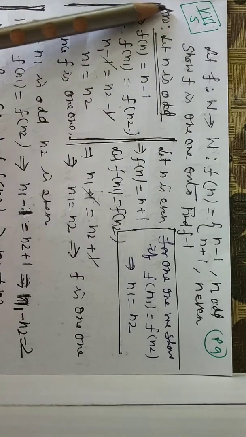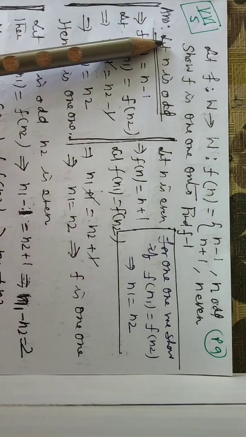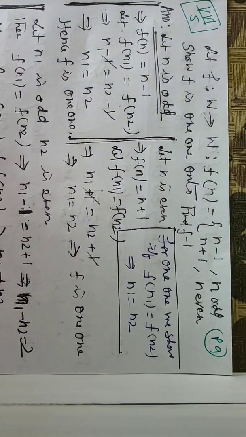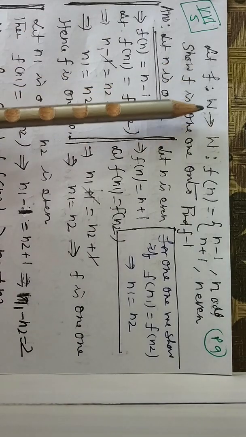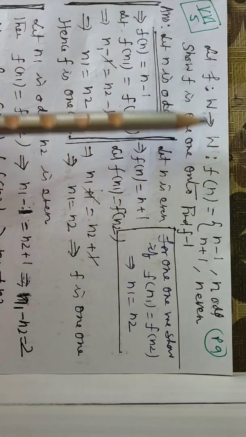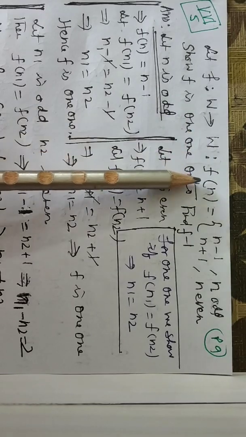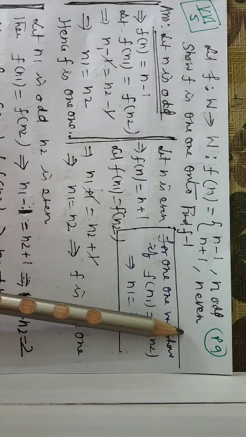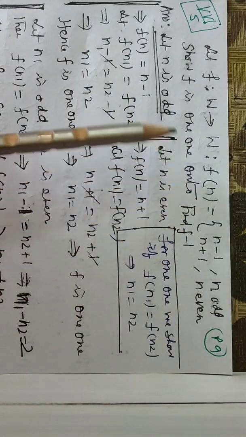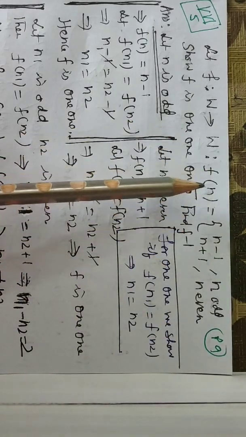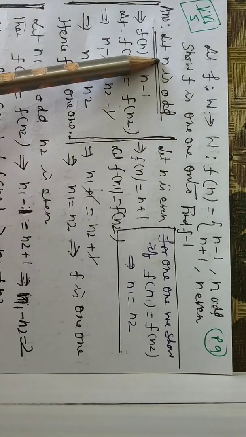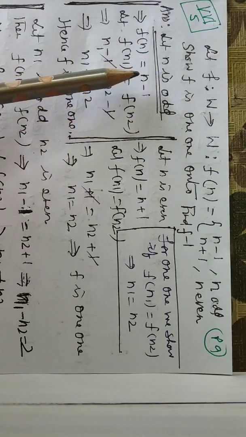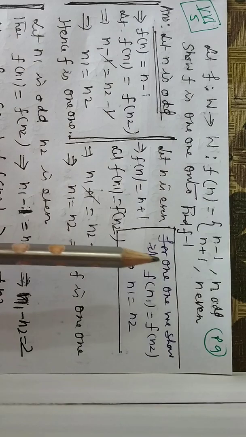Question number 5. It is just like question number 4 discussed earlier. Here also in place of natural, it is W to W, whole number to whole number. f(n) is equal to n minus 1, n plus 1 when n is odd, n is even. Almost the same problem. If you are feeling problem with n, then let n be equal to x. After that exactly follow the steps of question number 4.